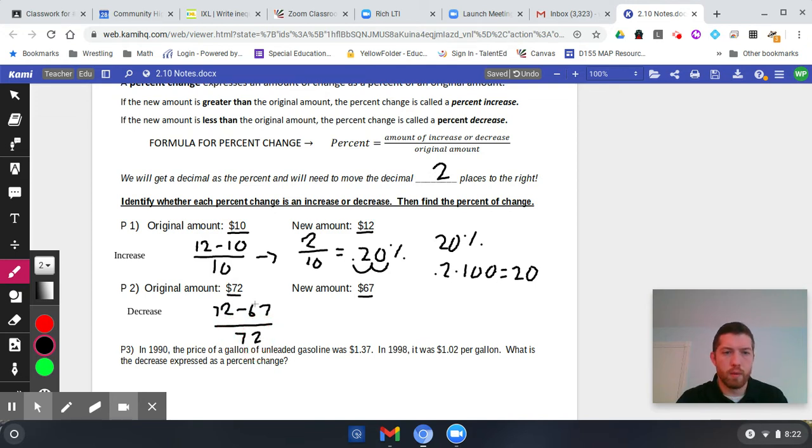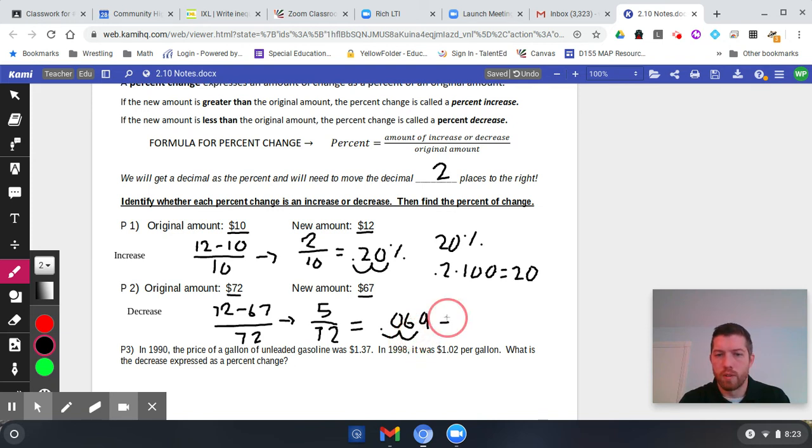Okay, so we go ahead and we do our 72 minus 67, which is 5. And then 5 divided by 72 gives you 0.069. Okay, so again, we need to move that decimal spot 2 to the right. So 1, 2, and that's where the new decimal goes.